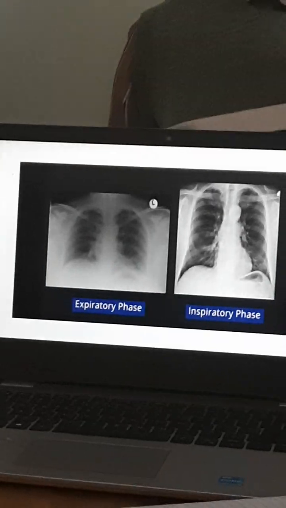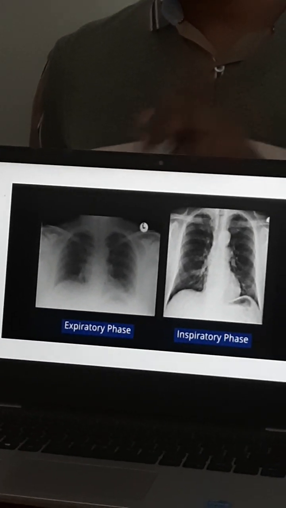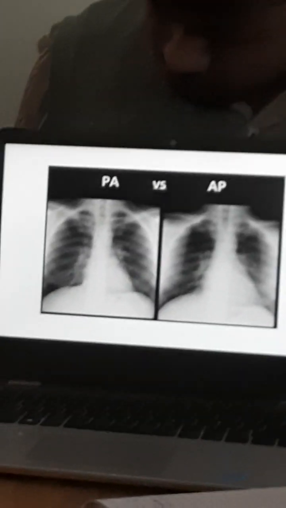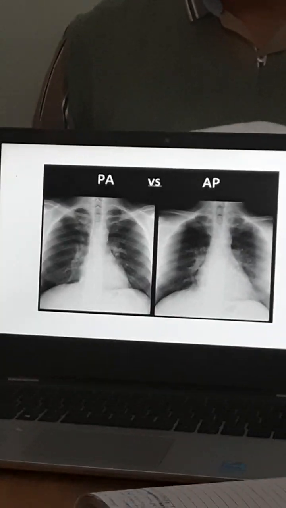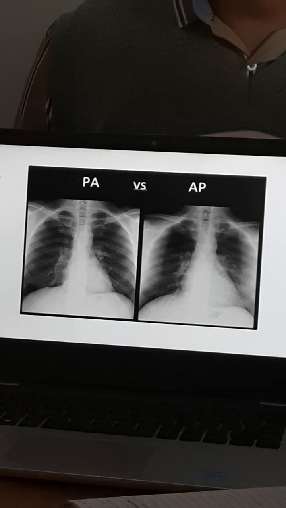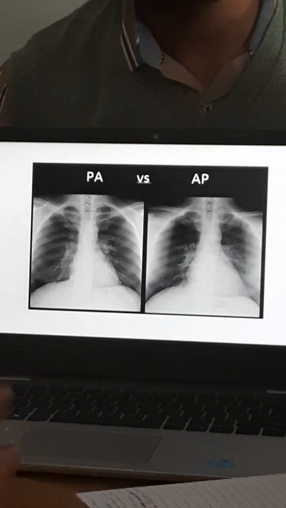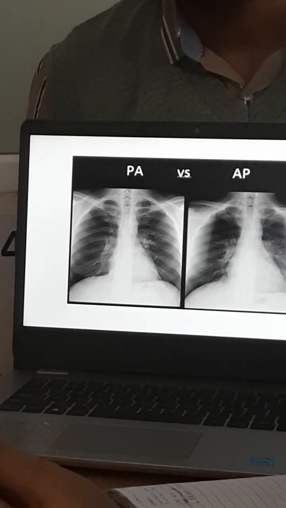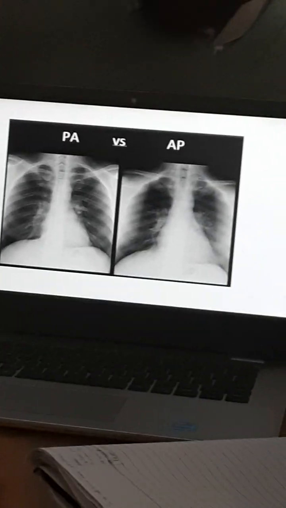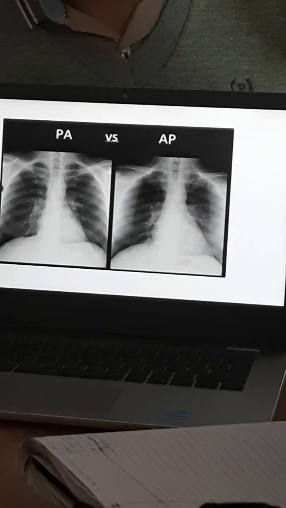Now see, this is the same person's expiratory view and inspiratory view. Now you can clearly see the difference. Clear? PA view and AP view. Can you see the scapular blade in a PA view? Just observe it. Can you see the scapular blade in a PA view? No. That's the main difference. This is the scapular blade. Can you see it here? No.